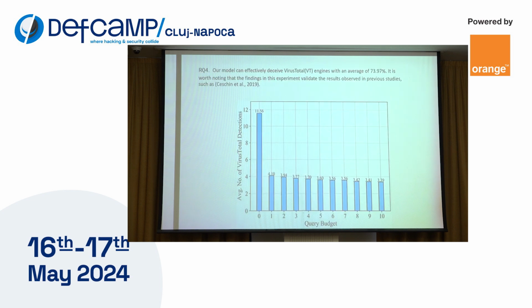Of course, speaking about research question 4, our model can effectively deceive the solutions that I mentioned with an average of 73.95%, which is a failure rate for an antivirus that is very high for any respectable antiviruses. It's not to say that those 3 are not respectable, but it's a new kind of malware sample which they are not fully prepared to recognize and process.